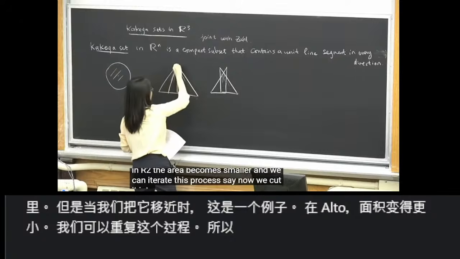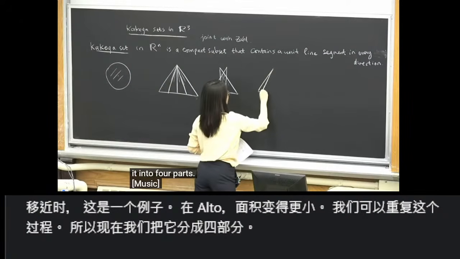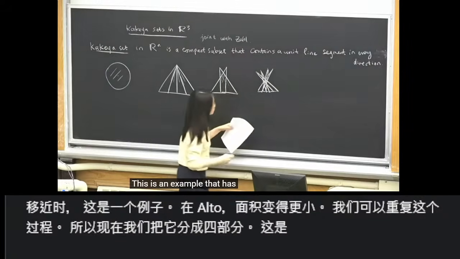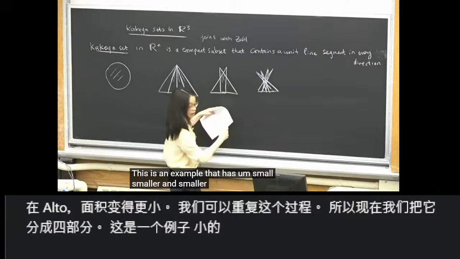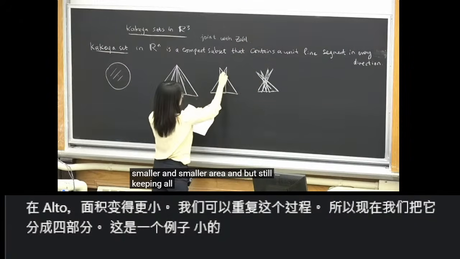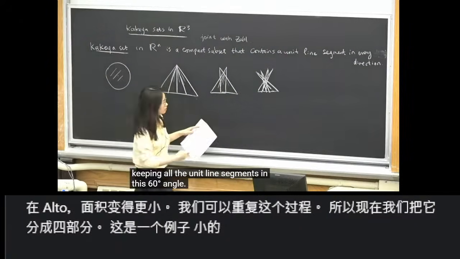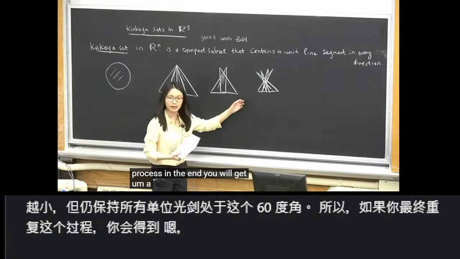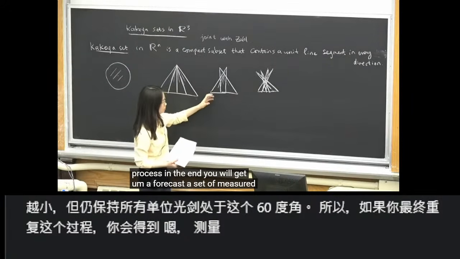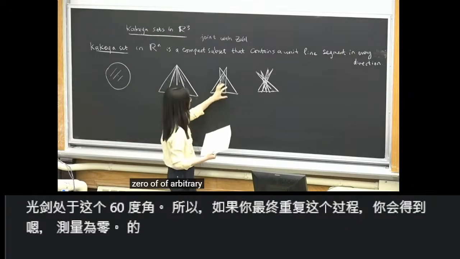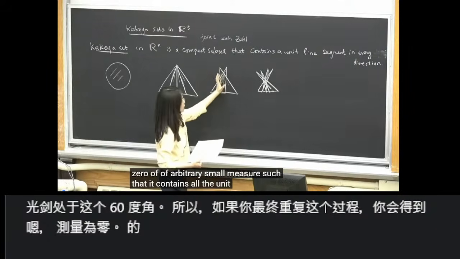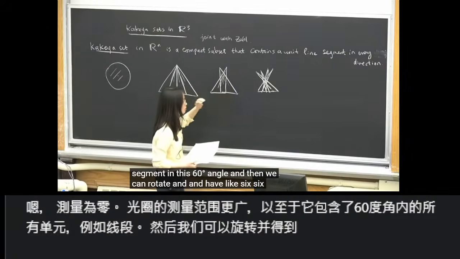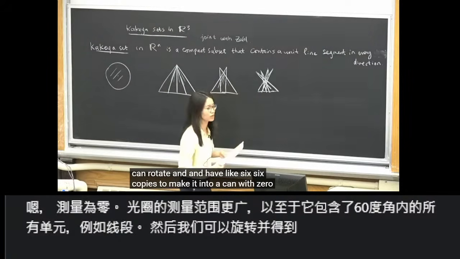Say, now we cut it into 4 parts. This is an example that has smaller and smaller area, but still keeps all the unit line segments in this 60-degree angle. If you iterate this process, in the end you will get a set of arbitrarily small measure that contains all the unit line segments in this 60-degree angle, and then we can rotate and take six copies to make it into a Kakeya set with measure 0.